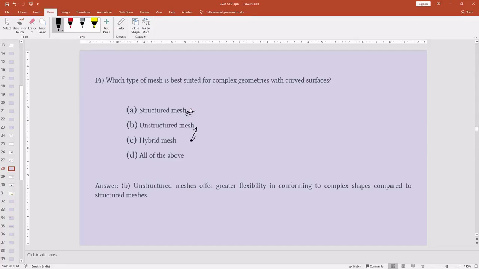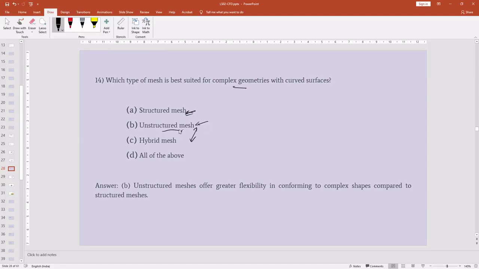Actually, both of these are easily suited for complex geometries with curved surfaces. But the thing is, it depends. We'll come to that. Among them, if we are considering the effort for meshing, then the answer is unstructured mesh.